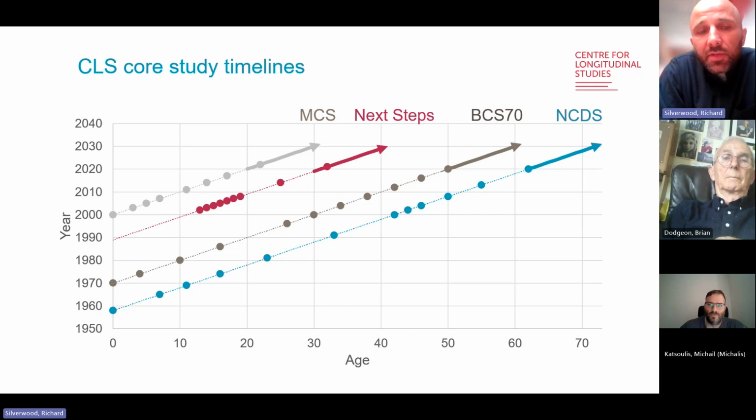Next Steps looks a bit different, and that's because the cohort members in Next Steps weren't recruited until they were age 13 or 14, and then they were followed annually for the first few years, and then slightly less regularly afterwards.